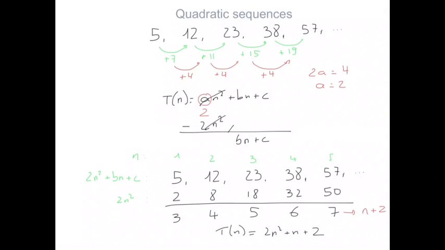We can easily check that this formula is correct if we check the first three terms of the sequence. So if n is 1, you get 2 plus 1 plus 2, which is 5. If n is 2, you get twice 4, so it's 8, plus 2 is 10, and finally 12, like shown here. When n is 3, you have twice 9, which is 18, plus 3 plus 2, which is 23.